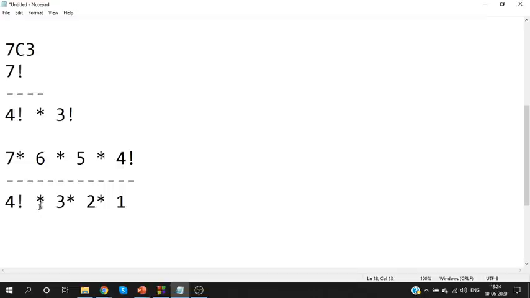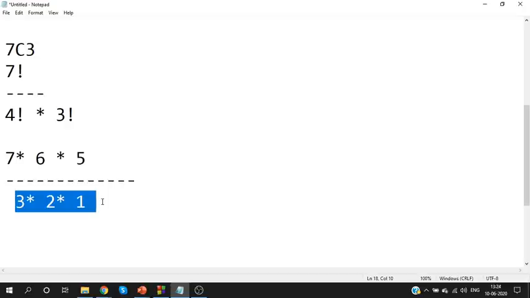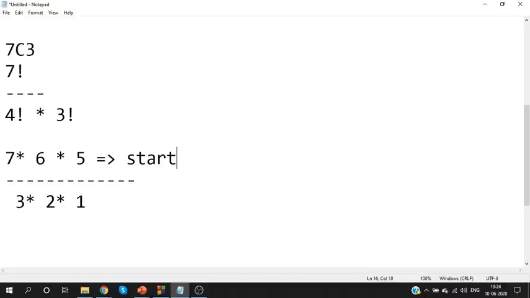Now what are the terms to be cancelled? This 4 factorial and the numerator's 4 factorial can be cancelled. Now if you look at it, the numerator has 3 terms, the denominator has 3 terms. That is how you have the values. So instead of calculating the factorials, you can just directly calculate this answer. Look at this. What happens in the numerator? Starting from 7, 3 terms are considered.